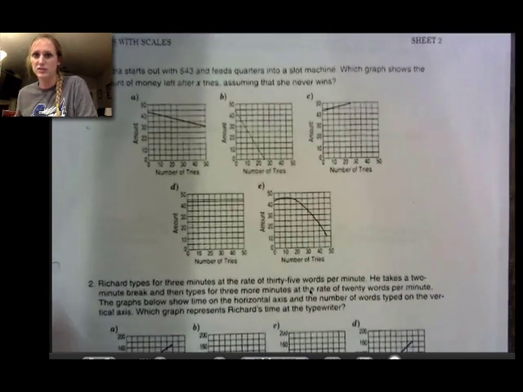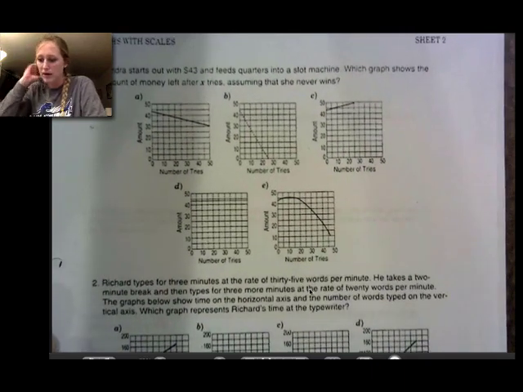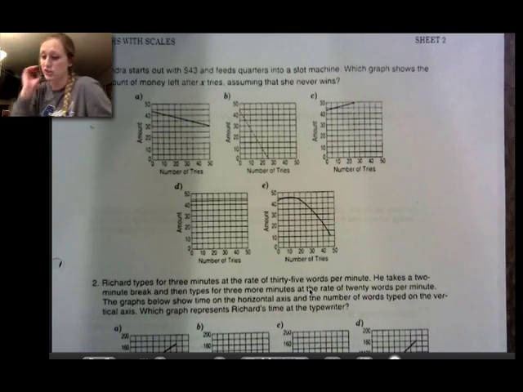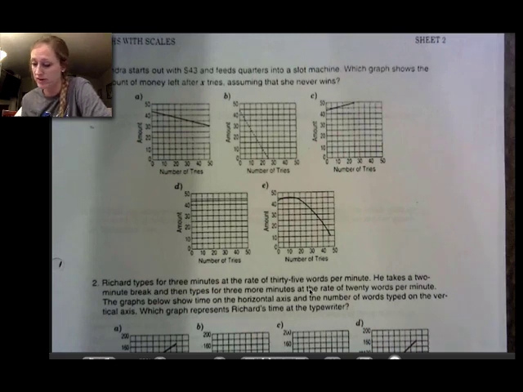Okay, another kind of scenario that we're going to match to one of these graphs. Sandra starts out with $43 and feeds quarters into a slot machine. Which graph shows the amount of money left after X tries, assuming she never wins? Poor Sandra. Okay, so she starts out with $43. So the maximum of the graph should be 43. It should never go above 43. And then she's gradually losing money every time she puts money into the machine, and she's never winning.